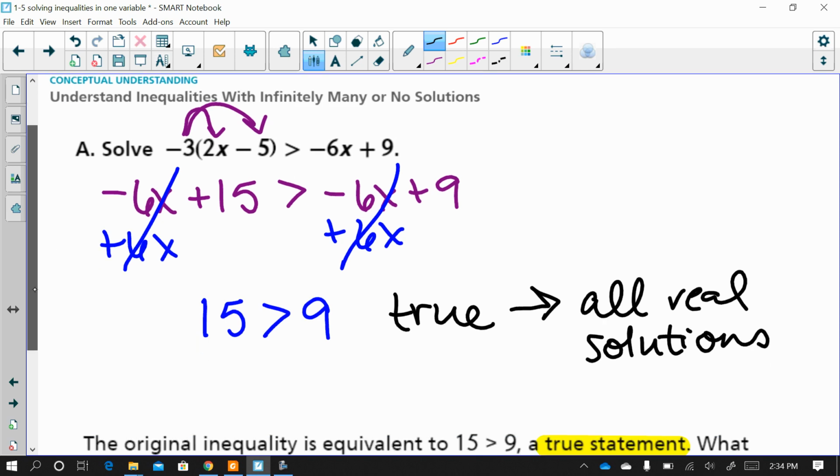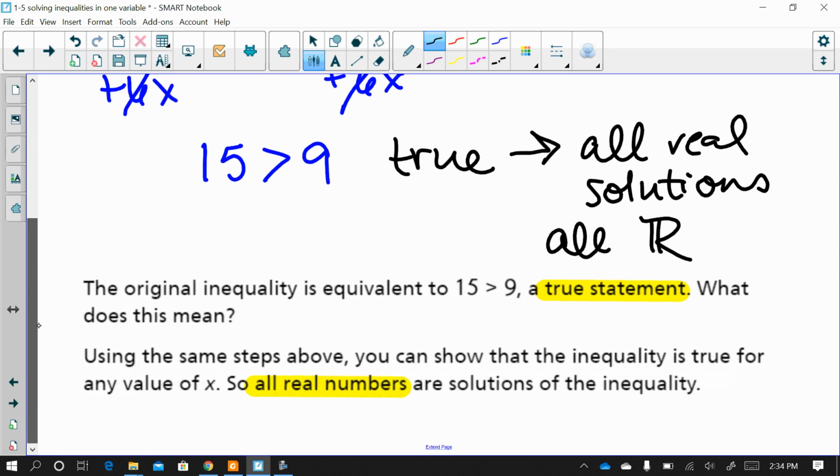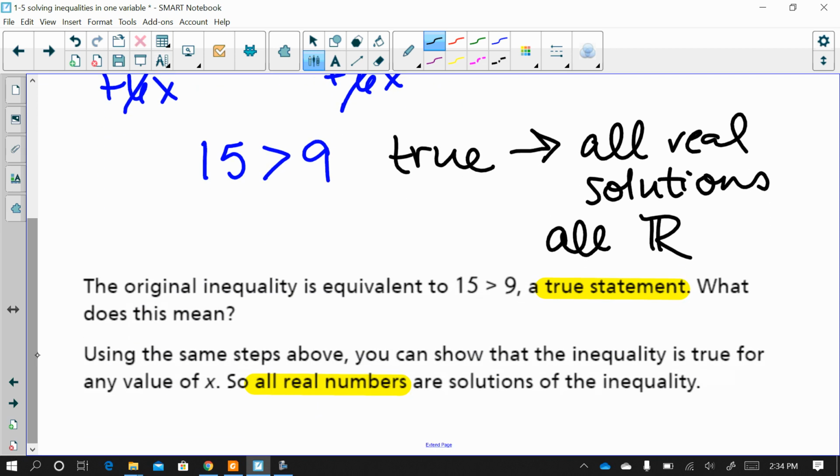Okay, or if you want a little bit of mathematical shorthand, you can say all reals, the R symbol. Okay, so all real numbers are solutions of the inequality. Make sure you say all real numbers or all real solutions.